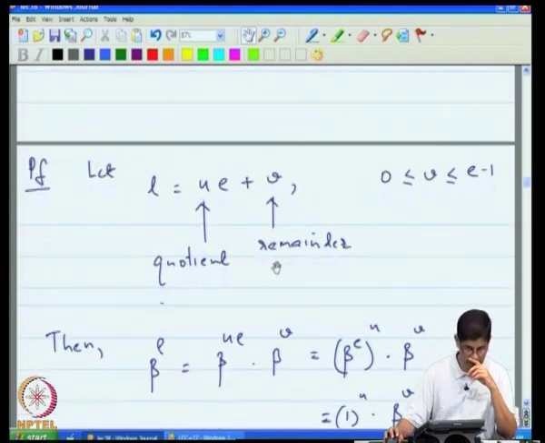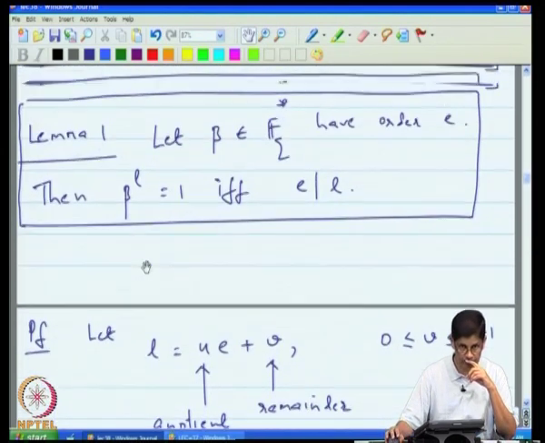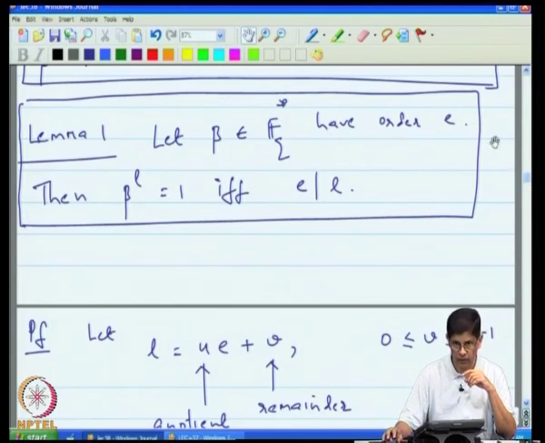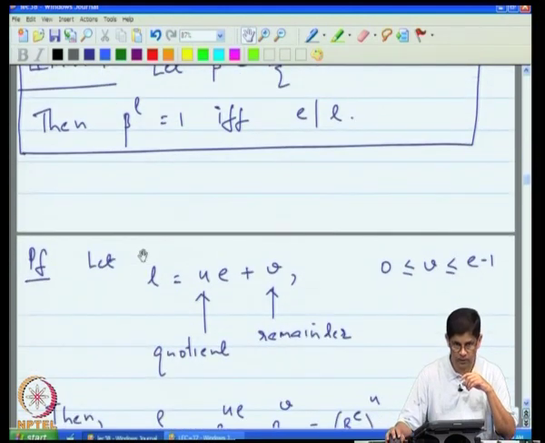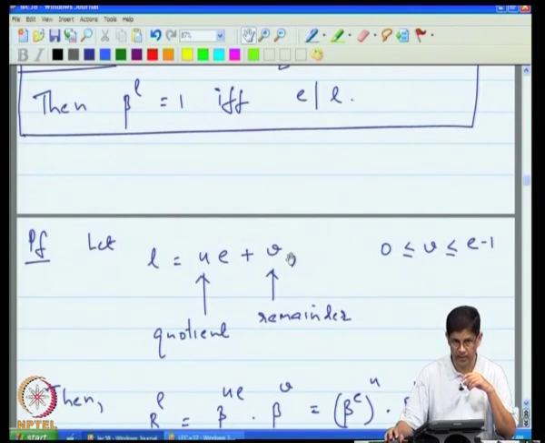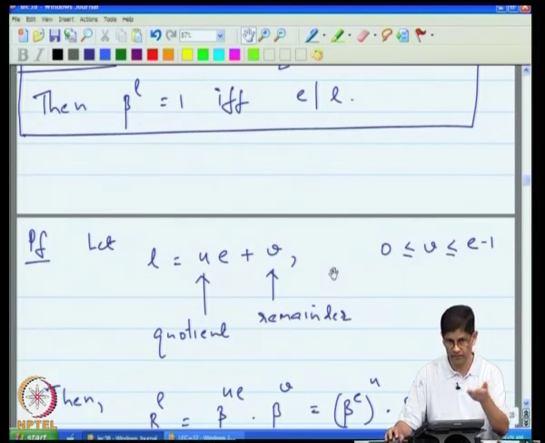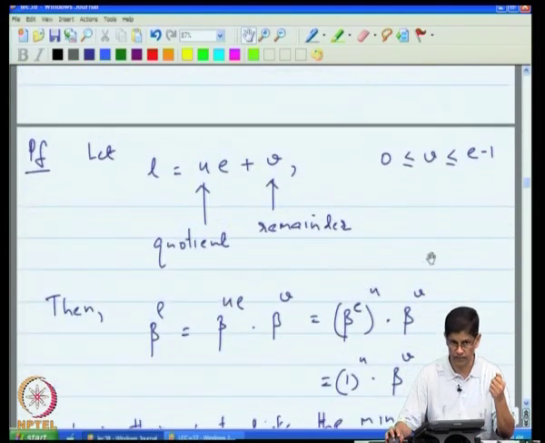How do we prove that? Well, we take L, and we know that beta has order e. So, the smallest integer to which you raise beta to get 1 is e. So, L must therefore be greater than or equal to e. So, it makes sense to actually divide L by e, and let us say that v is the remainder. We know from Euclidean division, which is our everyday integer division algorithm, that you can divide to get a quotient and a remainder, and that the remainder is strictly less than e. It can only be as large as e minus 1.